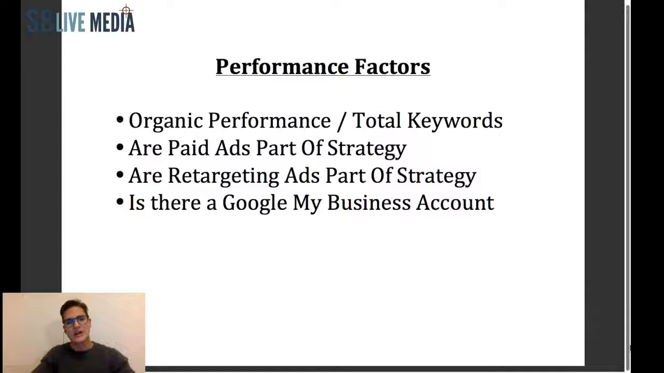So what we're going to be looking at next is your performance factors. So how well is your website performing? What can be done? What strategies are you using? So we're going to be looking at four main things here. Your organic performance, and the total keywords that you're qualifying for. Are paid ads part of your strategy? Are retargeting ads part of your strategy? And is there a Google My Business account? So let's have a look at that.